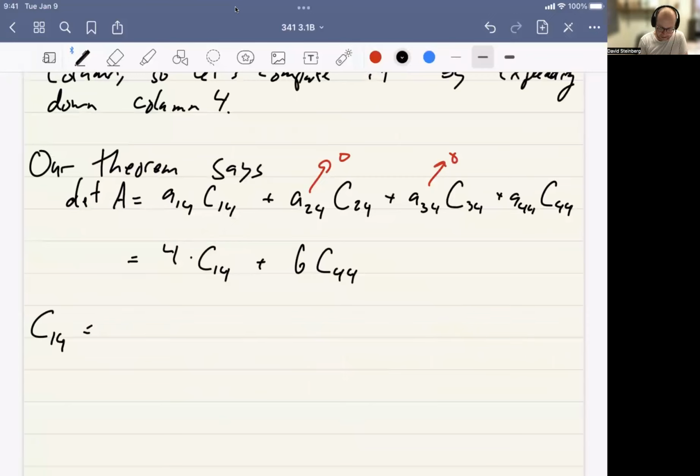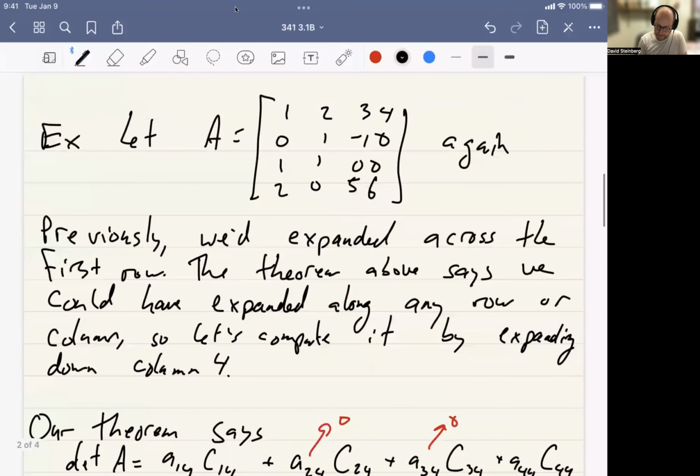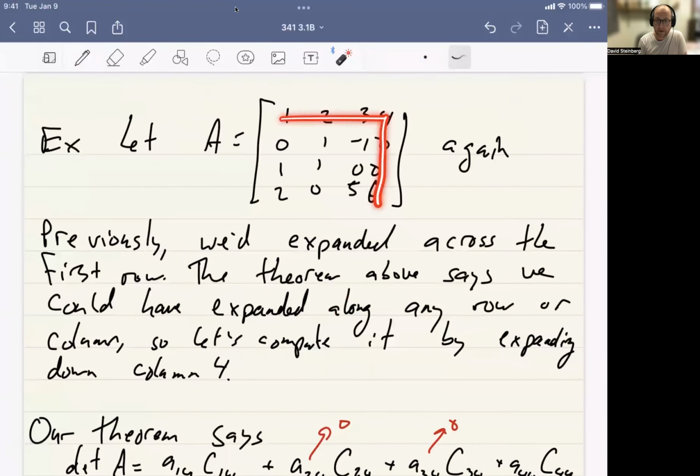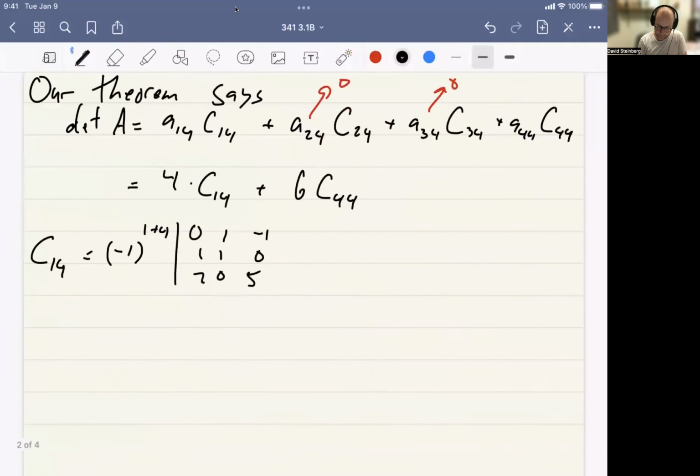C14. Remember, this is -1 to the i plus j, so -1 to the 1 plus 4 times the determinant of 0, 1, -1, 1, 1, 0, 2, 0, 5. That's the matrix we get if we kill off the first row and fourth column. This we probably computed elsewhere, or I'll let you finish the computation. We're going to get the same answer as before. I just wanted to show you how much easier it is if you intelligently select a row or column.